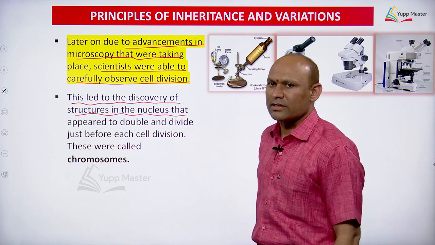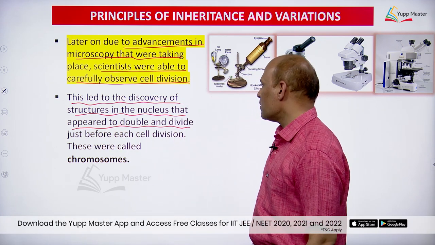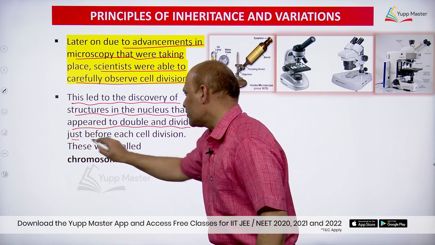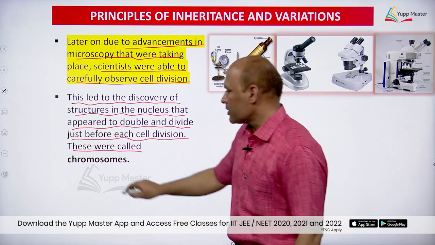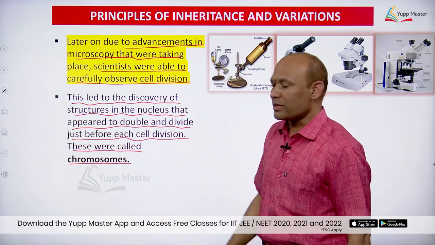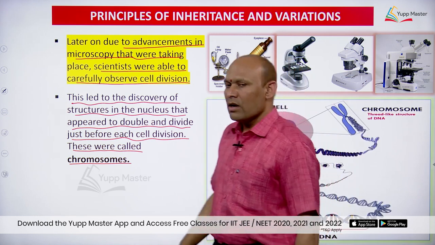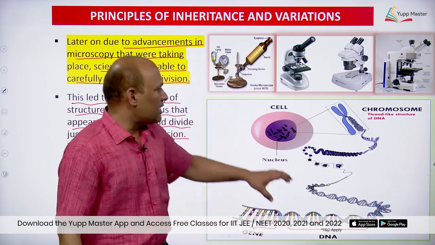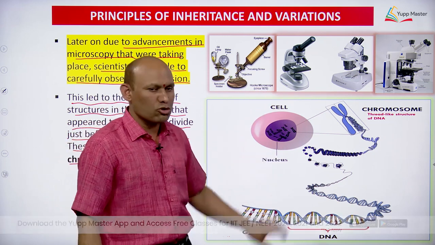Structures in the nucleus that appeared to double and divide just before each cell division, and these structures were called chromosomes, dear students. It's very simple, you need to understand. So this is one image I have shown over here.